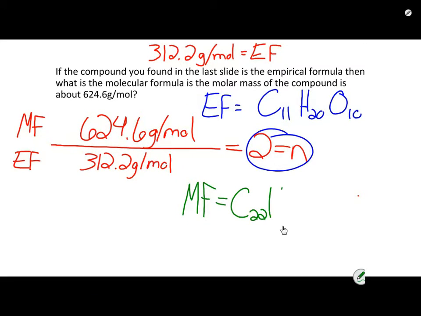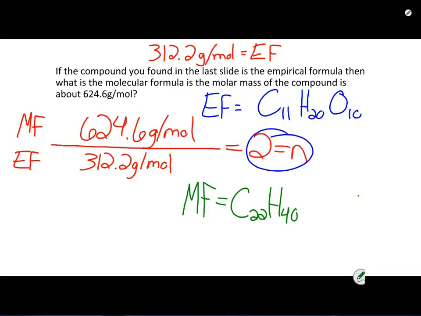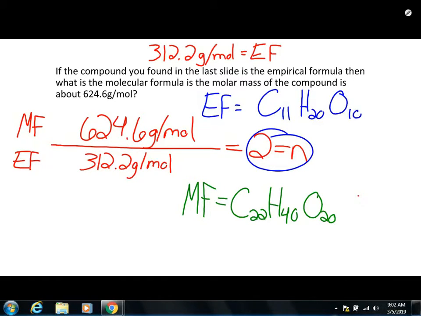C22, H40, O20. That is my molecular formula. We multiplied everything by 2 because N was equal to 2. So I multiplied all my subscripts by 2 and found that my molecular formula was C22, H40, O20.